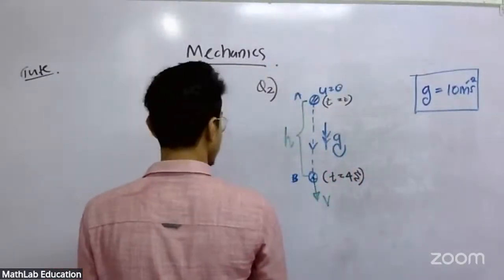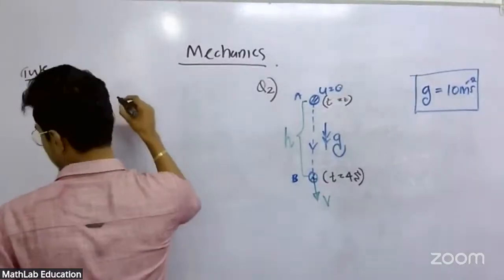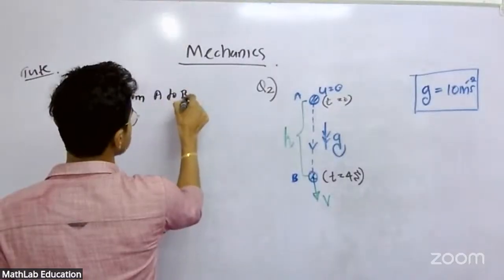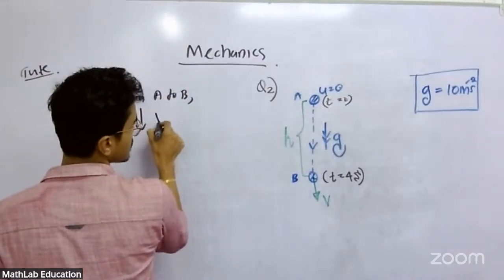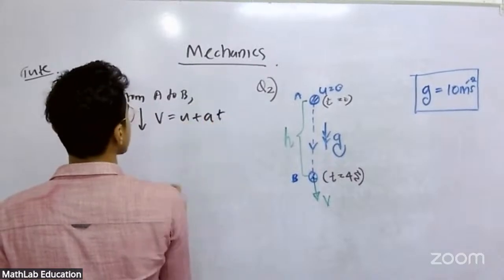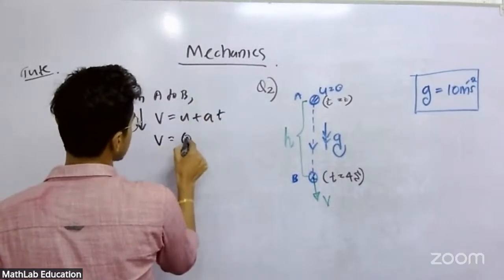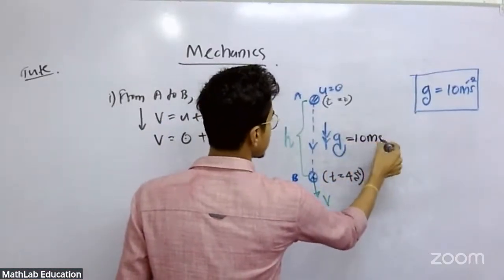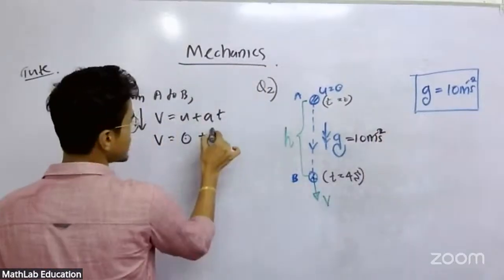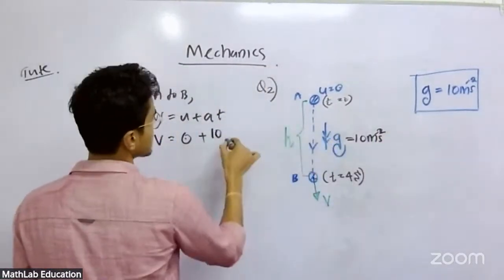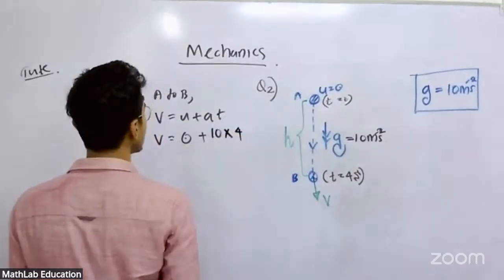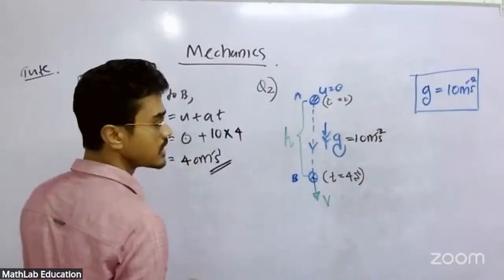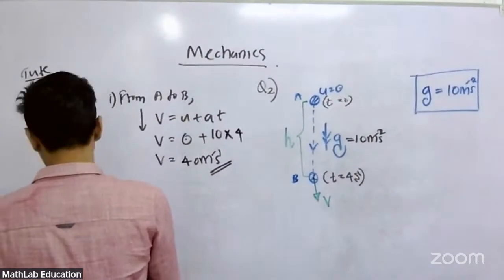Okay. So first we need the velocity. This is how it should be mentioned. First, from A to B, downwards, we need velocity: v = u + at. Substitution: u is 0, plus a is g, and g can be considered as 10. So 10 downwards times time, which is 4. So v = 40 m/s. Velocity is 40.